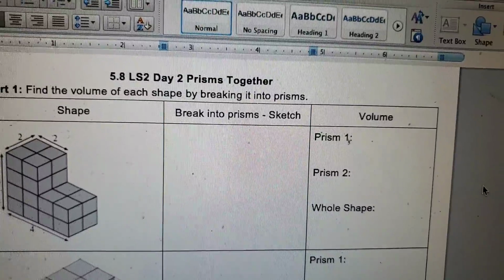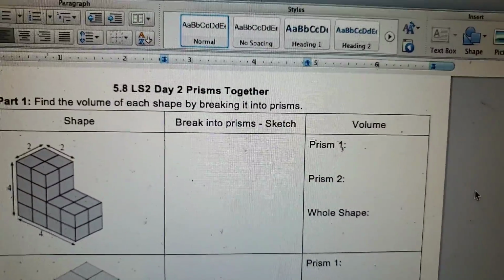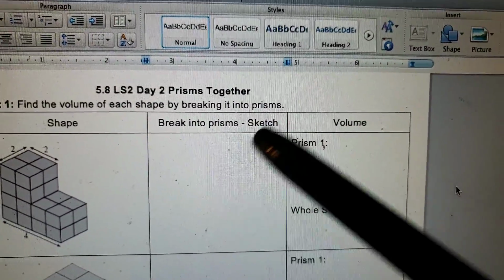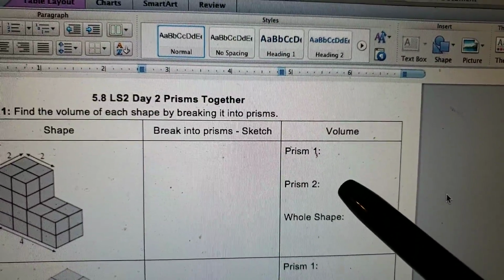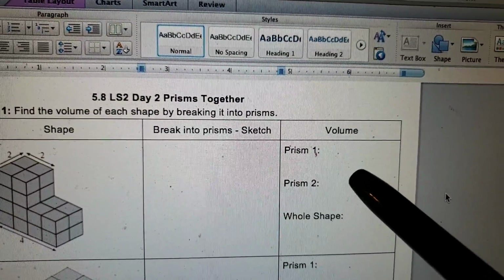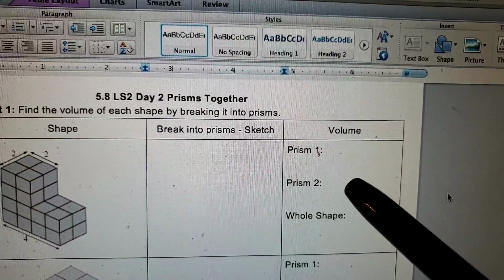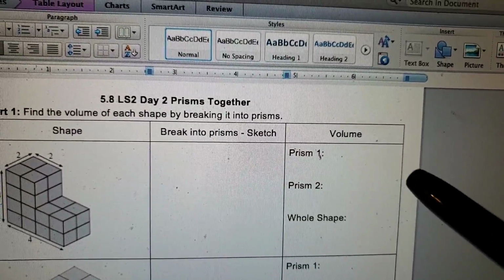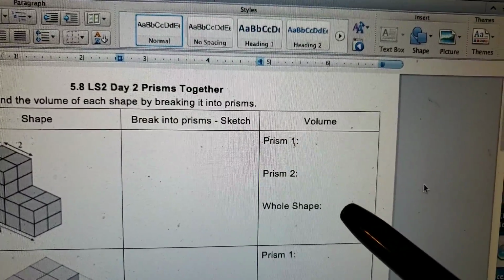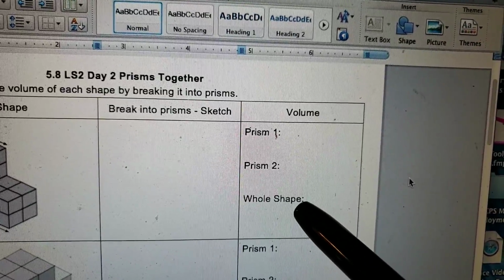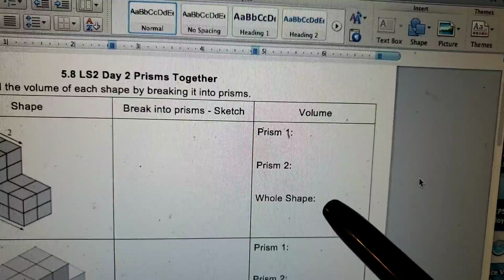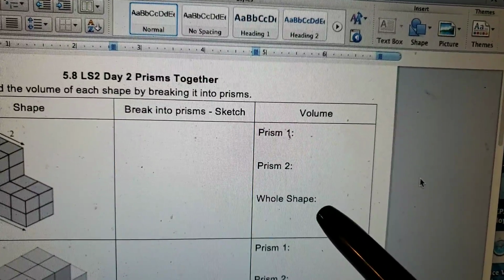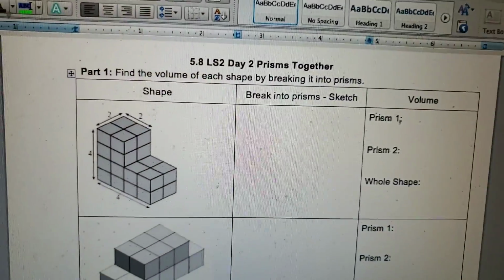After you find the size of both of those prisms, write the volume for the first prism, the volume for the second prism, and then when we find the volume for both prisms, you are going to add them together, correct? You're going to add them together, the volume of the two prisms, and then that will give you the total volume of this object.